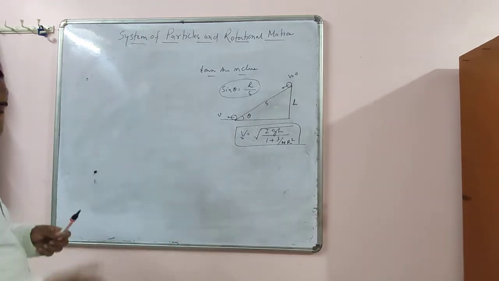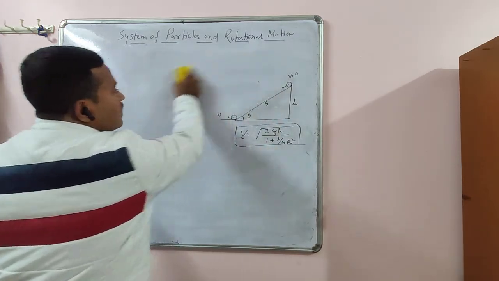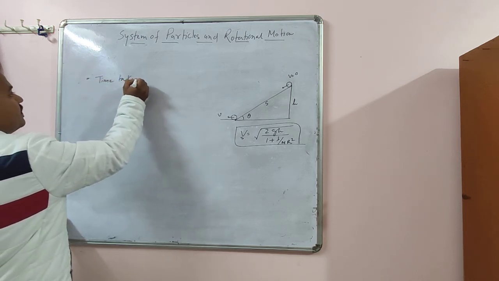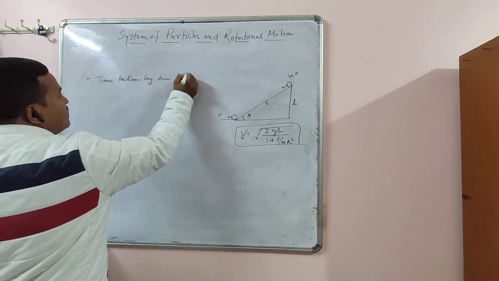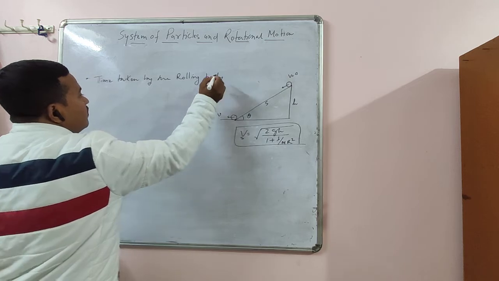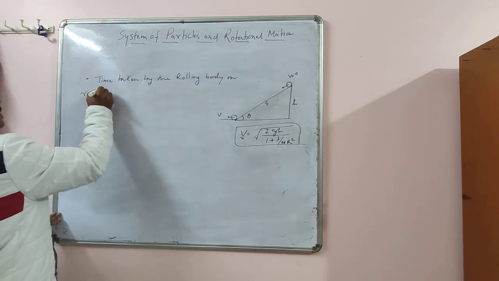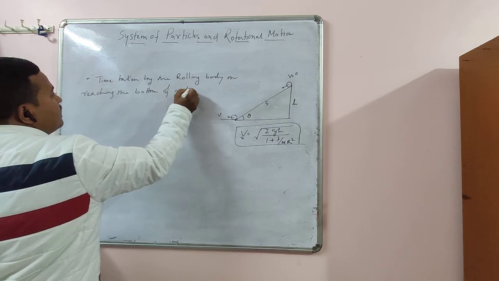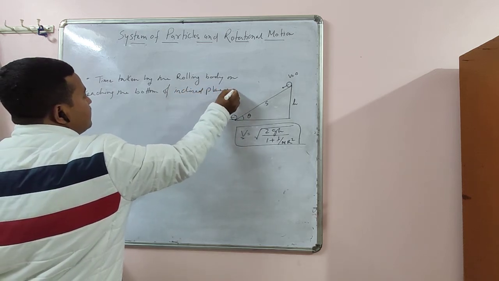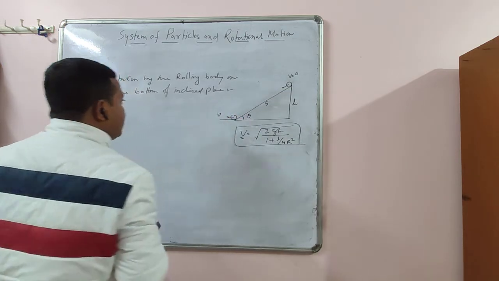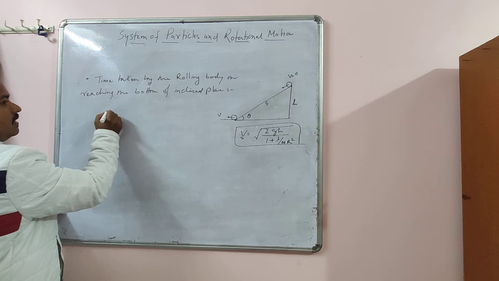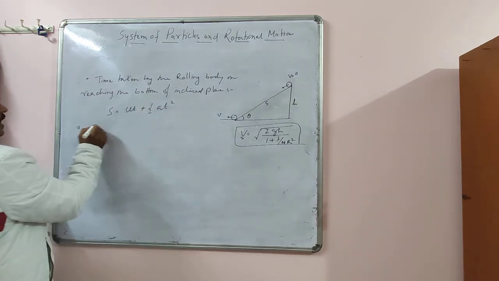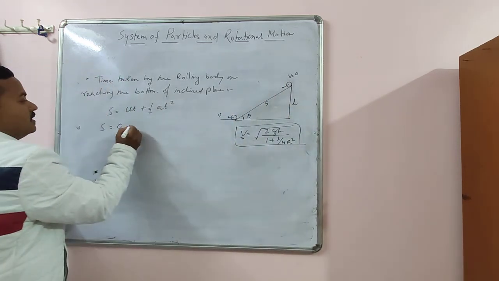Similarly, you can find out time taken by the rolling body on reaching the bottom of inclined plane. That means from here to here, what is the time? Time you have to find out. So what we do? We use this equation here, that is s is equal to ut plus half at square. Okay, so s will be, u is 0 here, initial velocity is 0 here. It is half at square.